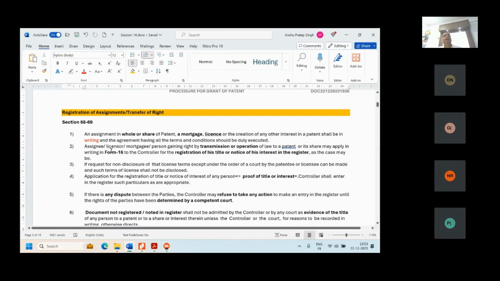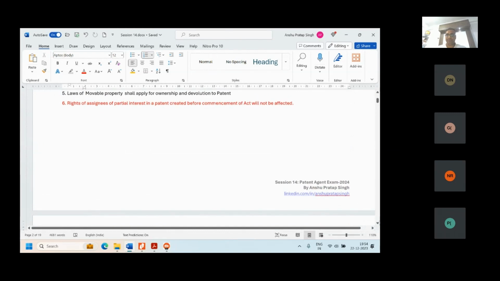That's how it is. Now comes assignee, licensee, mortgagee, the person gaining the right. Assignee, licensee, mortgagee, anyone who is getting the right, irrespective of whether under agreement or transmission or operation of law, should apply in writing in Form 16 to the controller. So the person who is gaining the right applies in Form 16 to the controller for registration of his title or notice of his interest in the register.